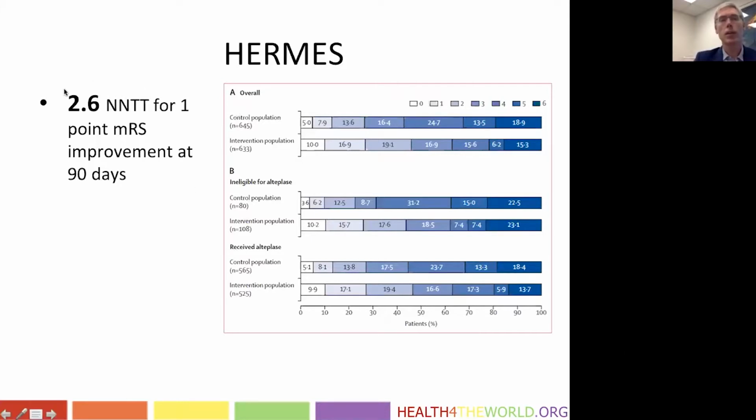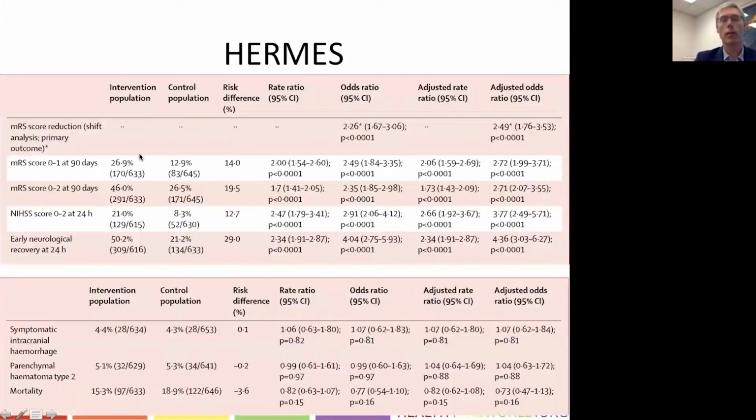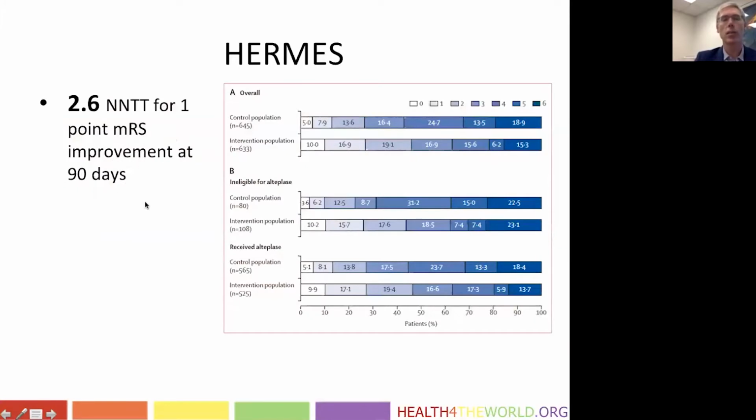Here's the number needed to treat. It's less than 3 for 1 additional point in mRS improvement at 90 days. Here's the overall intervention. You can see the difference in terms of the interventional population, in terms of the Rankin scores of 0, 1, and 2 relative to those in the control population. And then if you even look at those patients who are not receiving TPA versus those that did, this effect is still quite similar. So the point is that IV TPA, though helpful, is not ultimately the big impactor for these types of patients.